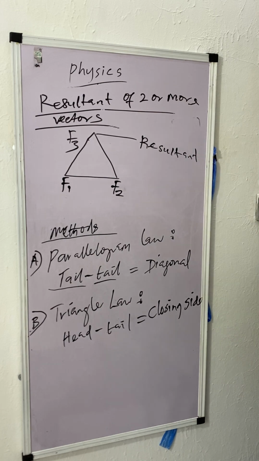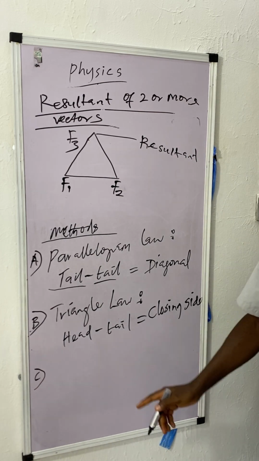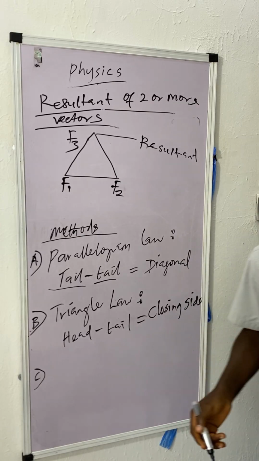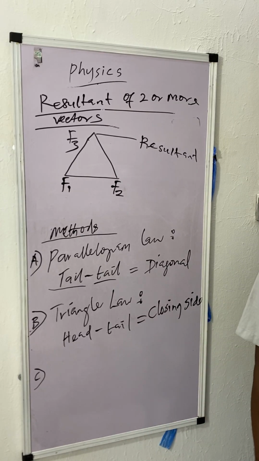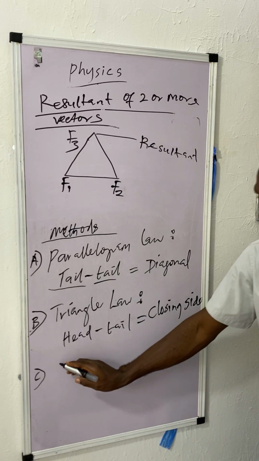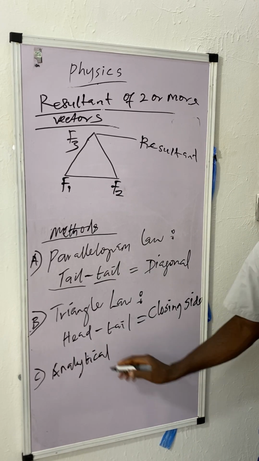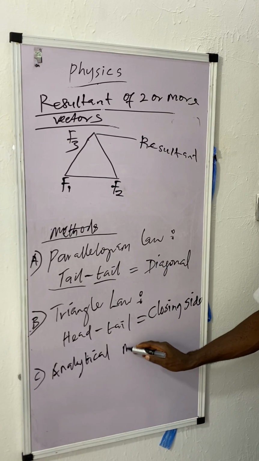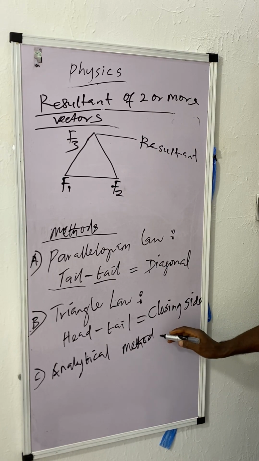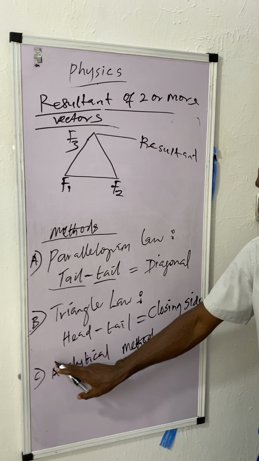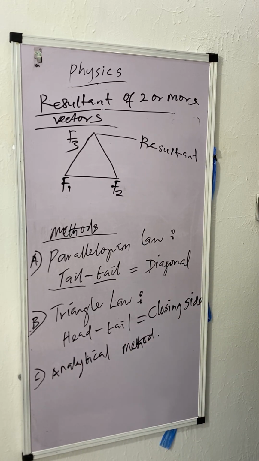So the final one is C. Not necessarily the final one, we also have another one, but I will just name it for you. You don't really need to focus too much on that. It is called the analytical method, and the analytical method is all about geometry. Don't stress yourself about the formula. This hardly comes out in the College of Nursing Sciences entrance exam, so don't stress yourself too much.